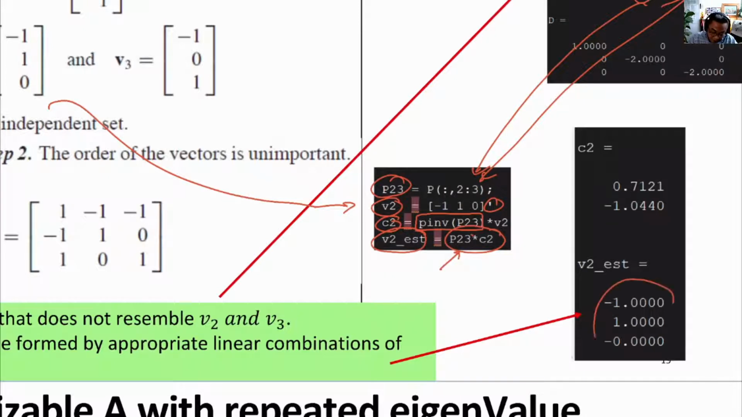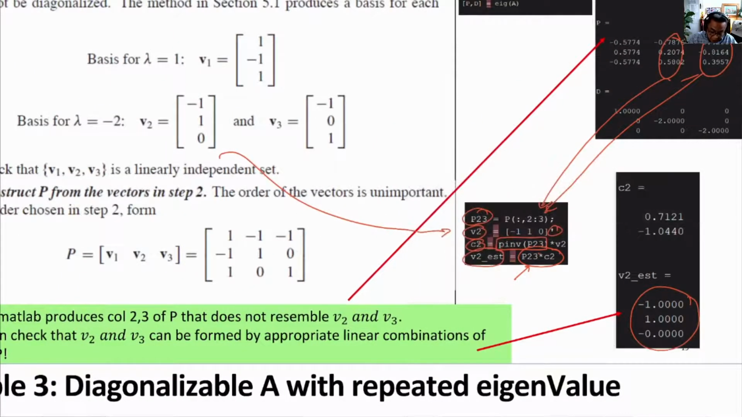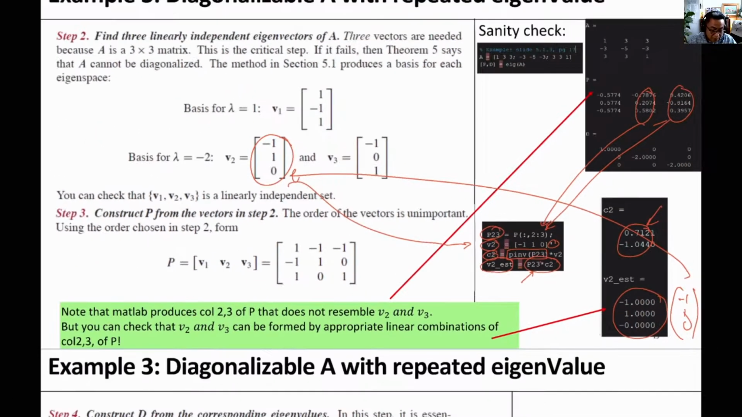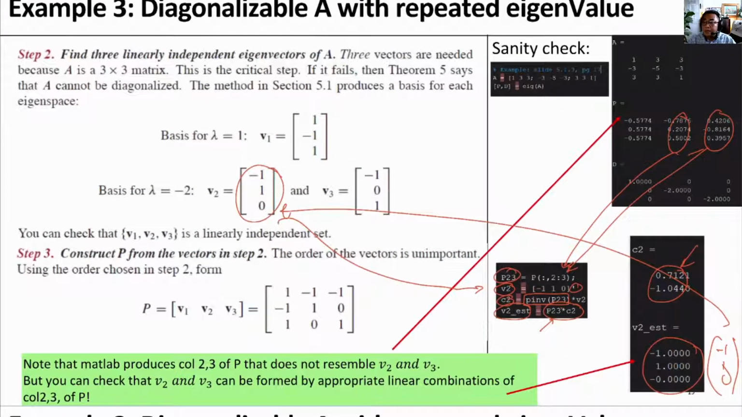So V2 estimate is exactly minus 1, 1, 0, which is this one. Therefore, I can show you that V2 estimate can be formed by a linear combination of the second and third columns of P using these weights, showing that they actually live in the same space. Okay, but this is a digression. This basically shows you how to map the MATLAB solution to the solutions provided by Lay for V2 and V3.